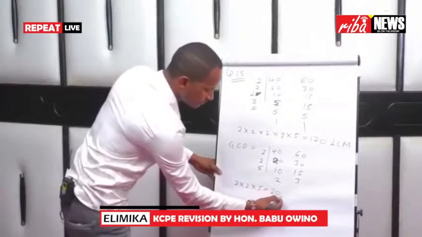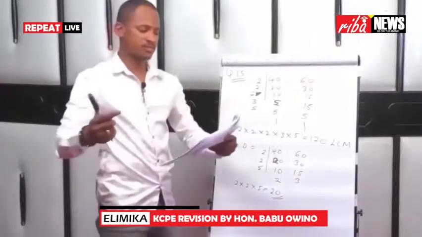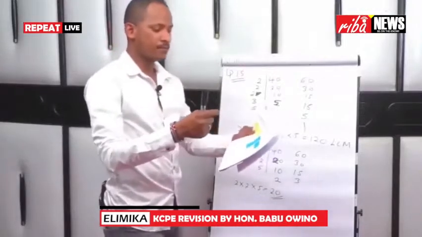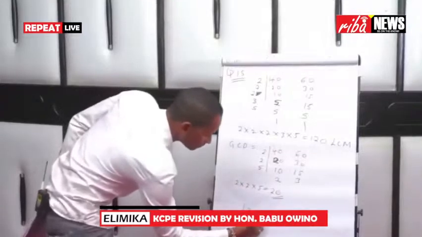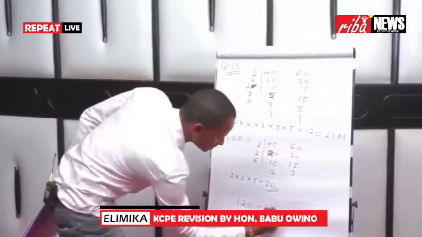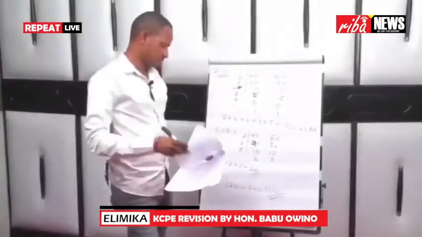But what does the question want? The question says, by how much is the LCM more than the GCD? The LCM is 120. The GCD is minus 20. So it is 100 more. They just want you to get the LCM and the GCD and get the difference. So they're just playing around with your mind, but it's just about LCM and GCD. So by how much? What is the difference?